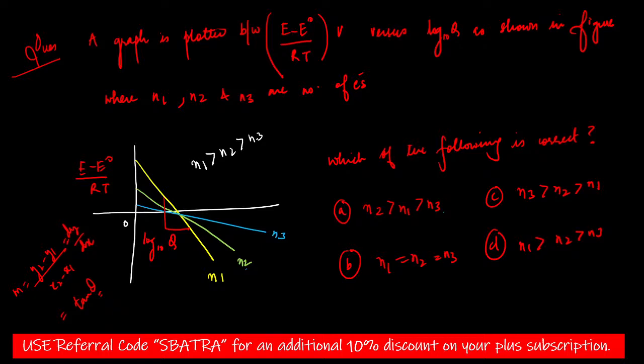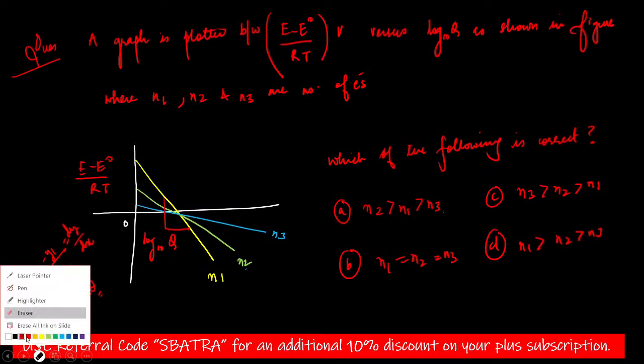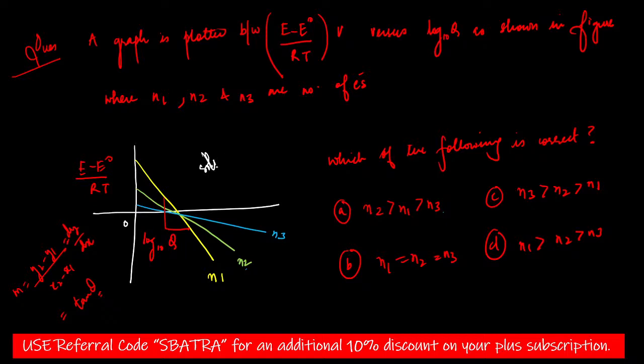So now, if slope is maximum for these, let's write down slope. The slope of the first graph, or basically the slope of n1, is greater than the slope of n2, which is greater than the slope of n3. If this is the case, what is the correct relation? If this is your slope, that means the number of electrons is decreasing. So can I write the number of electrons of n3 is greater than n2 greater than n1?